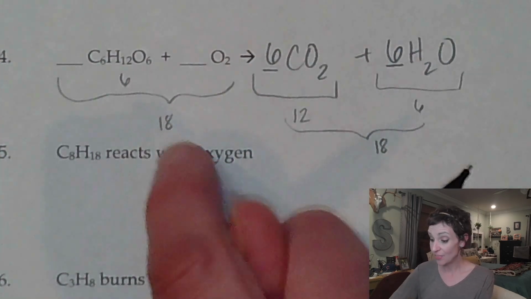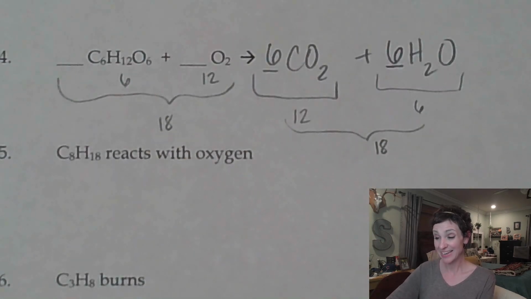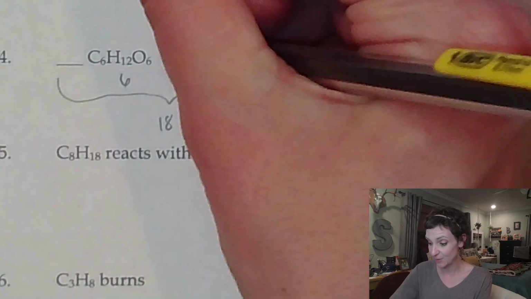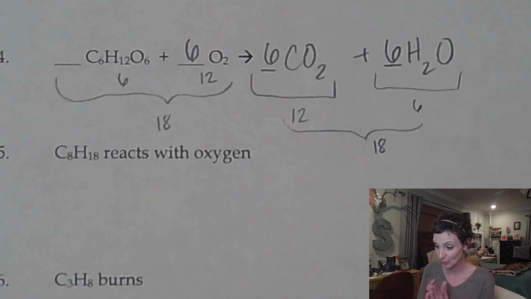I already have 6 trapped in this situation, right? Well, the remaining 12 needs to come from here, right? So can I figure out a number to put in that blank in front of O2 to give me 12? I sure can. I can put a 6 right there. So that is the balanced combustion of glucose.